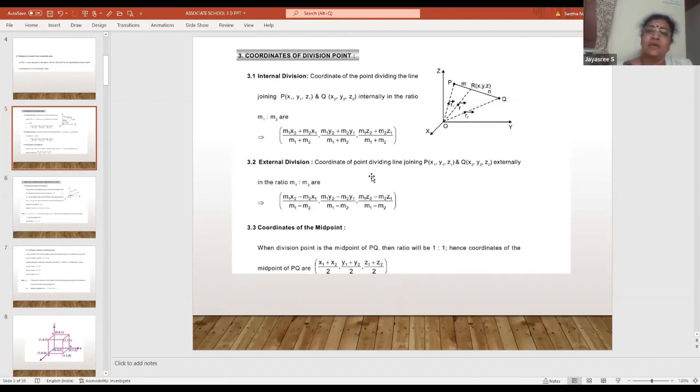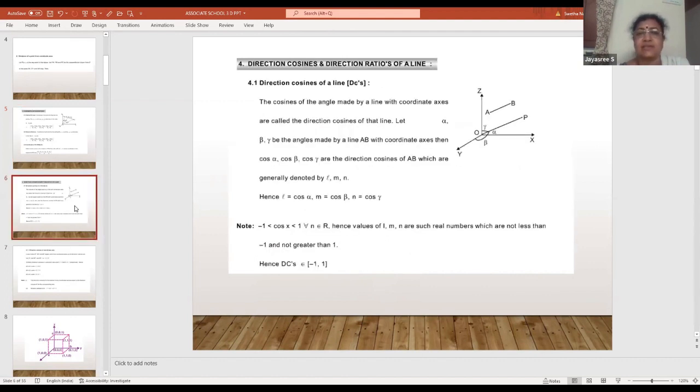One of the coordinates will be given, that is, the x coordinate of the point will be given. The ratio you have to find, and then find the other coordinates. We have questions in 3D also based on this. When the question is to find the ratio, m1 and m2 will be replaced with the ratio k:1, and then we can proceed. That is this particular slide.